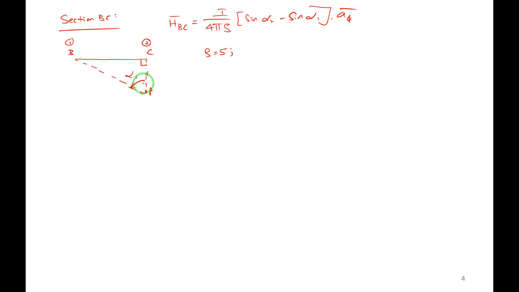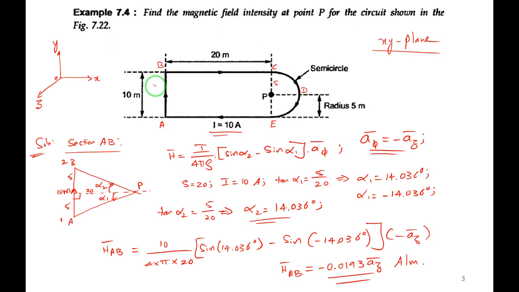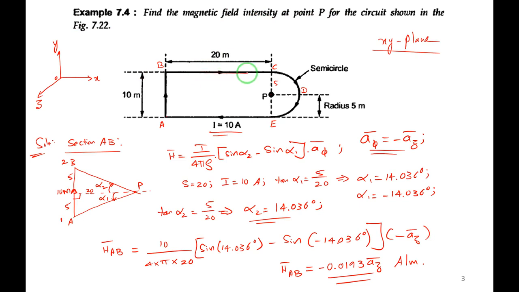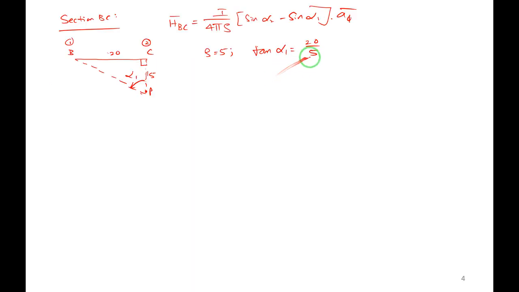Next, we will calculate alpha 1. So tan of alpha 1 is equal to opposite by adjacent, right? This is opposite, right? So opposite is how much? 20. And adjacent is how much? It is 5. So 20 by 5. Is it fine? Opposite by adjacent, correct. 5 1 is 5, 5 4 is 20, right?